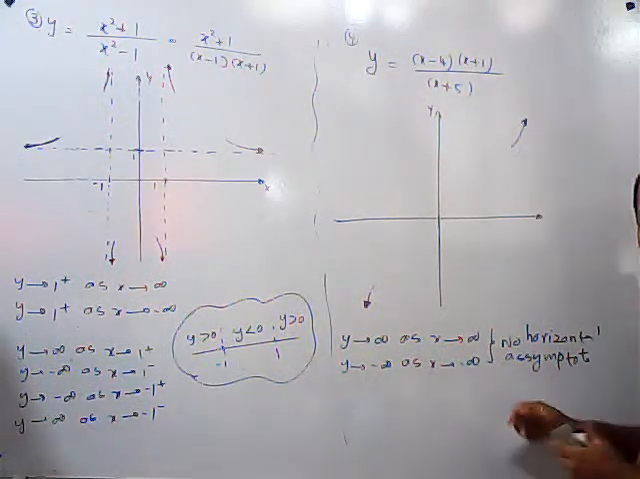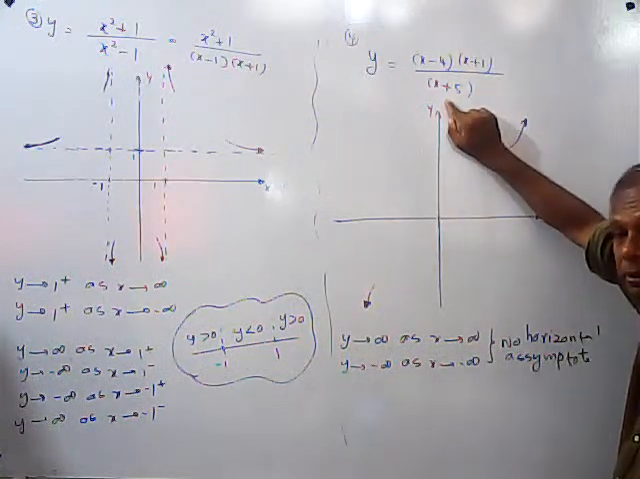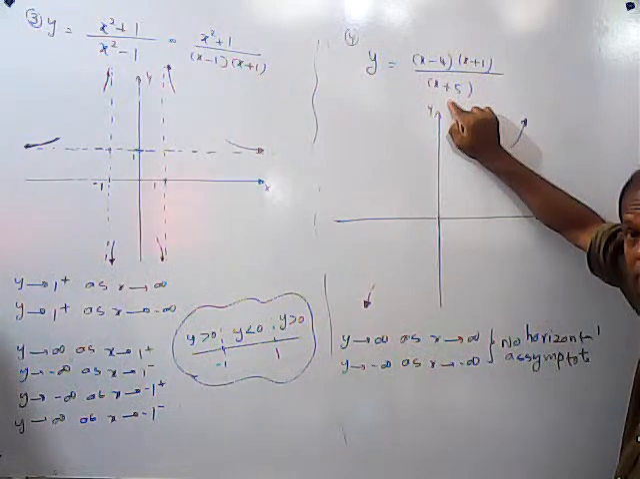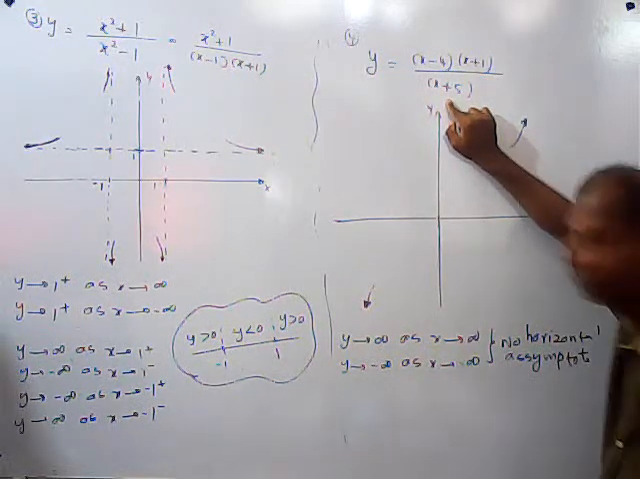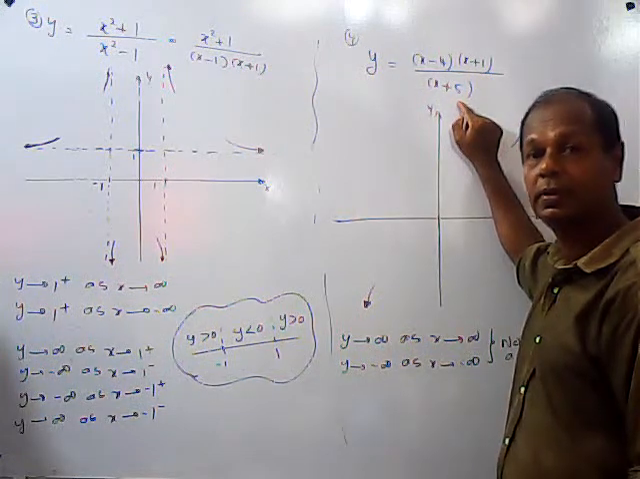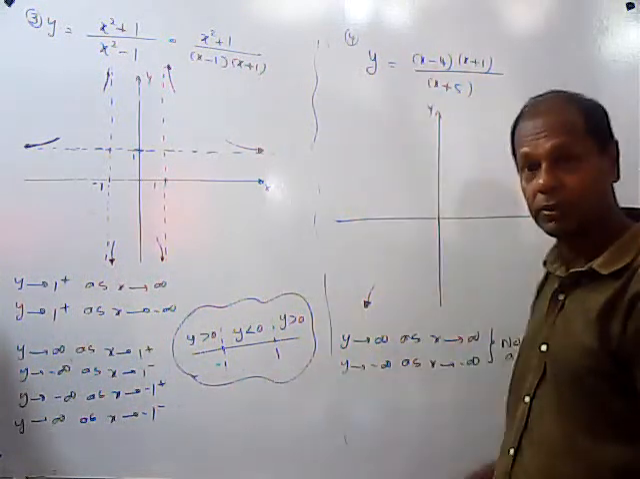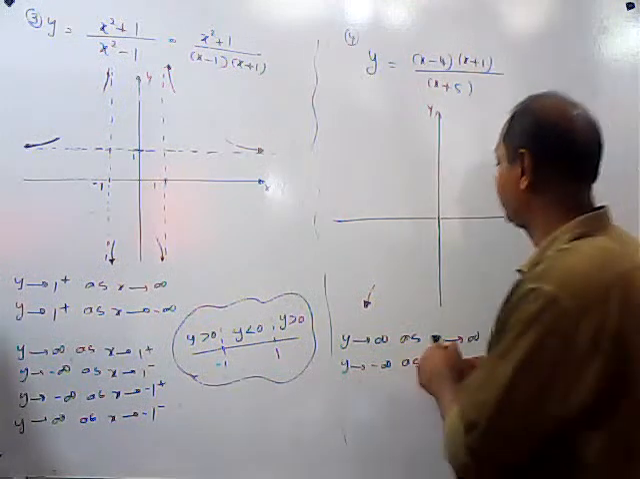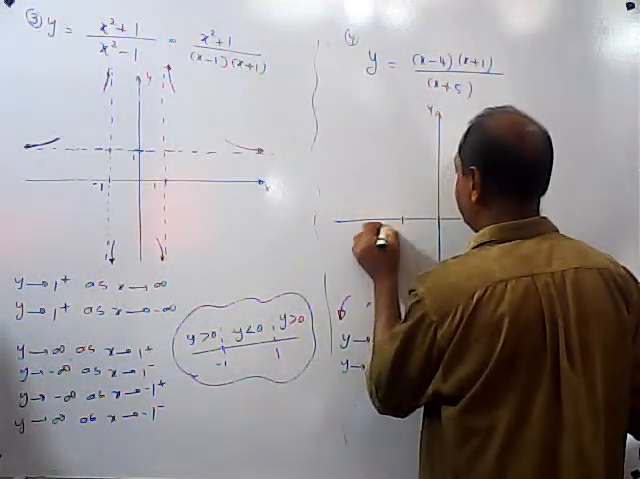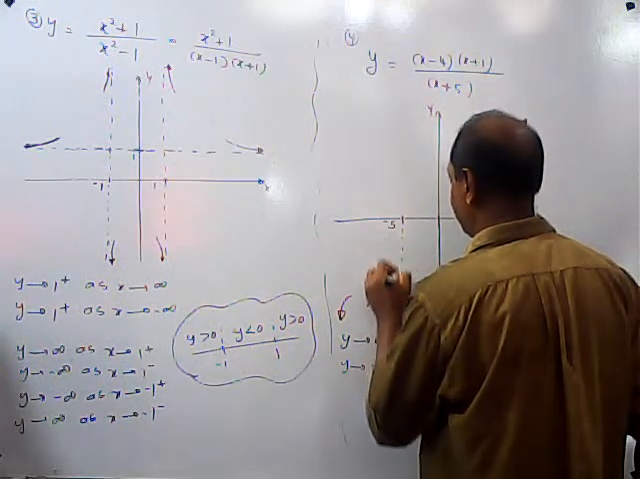But look at the denominator. It's x plus 5. The denominator is equal to 0 when x is minus 5. That means there is a vertical asymptote, right? At minus 5. Minus 5 is the vertical asymptote.